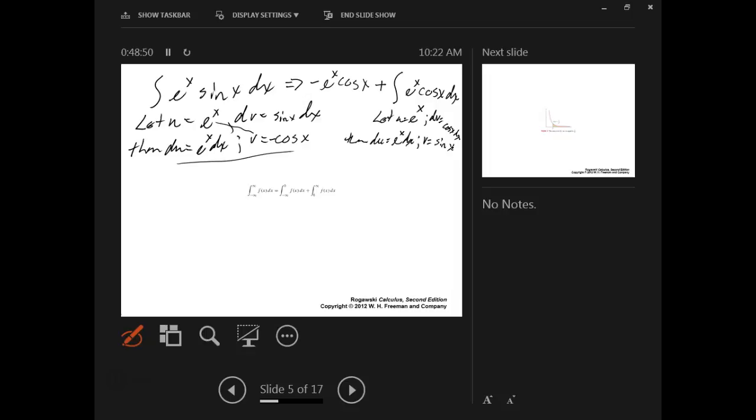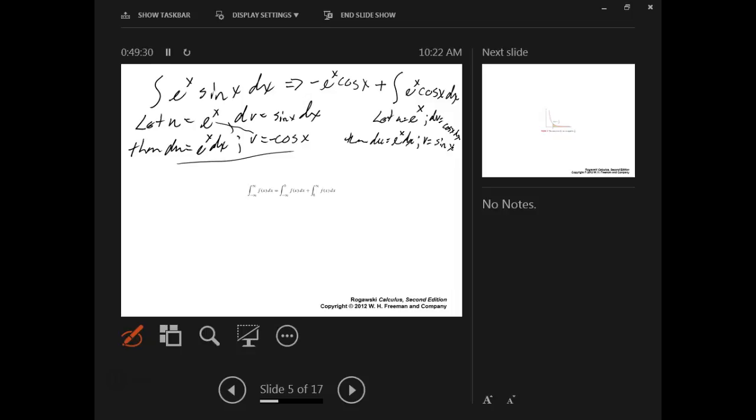When you do an integration by parts, you let one part be a u and the other be a dv. And then you differentiate this and integrate that. And that's why it came out positive, right? Because the derivative of sine is cosine. The antiderivative of cosine is sine.